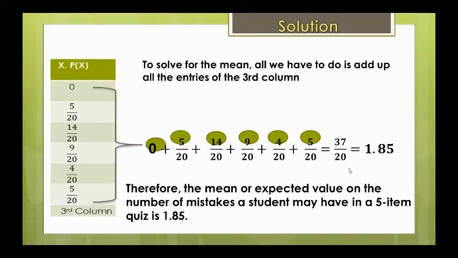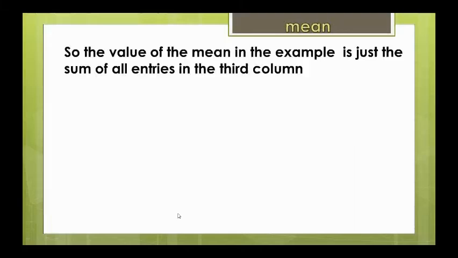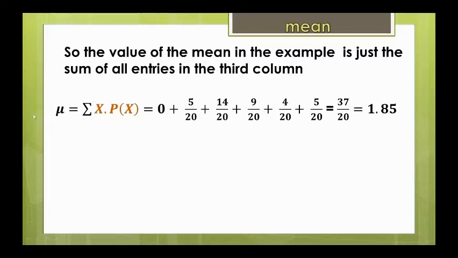So, therefore, the mean or expected value on the number of mistakes a student may have in a 5-item quiz is 1.85. So, ganito lang po yung pag-solve ng mean natin. The value of the mean in the example is just the sum of all entries in the third column. So, the mean is equivalent to, this symbol, the uppercase sigma, that is read as the summation. Summation of our x times p of x. The capital letter X, ito yung random variable multiplied by the p of x or its probability.